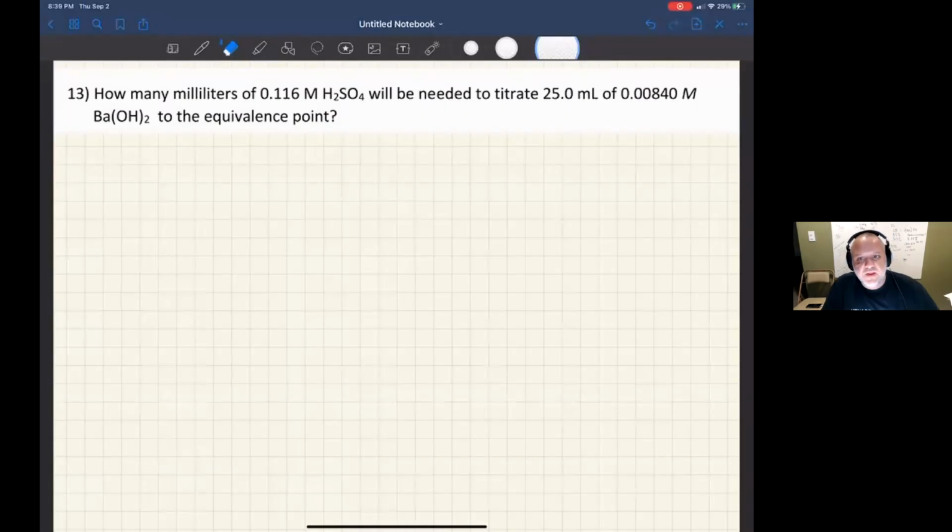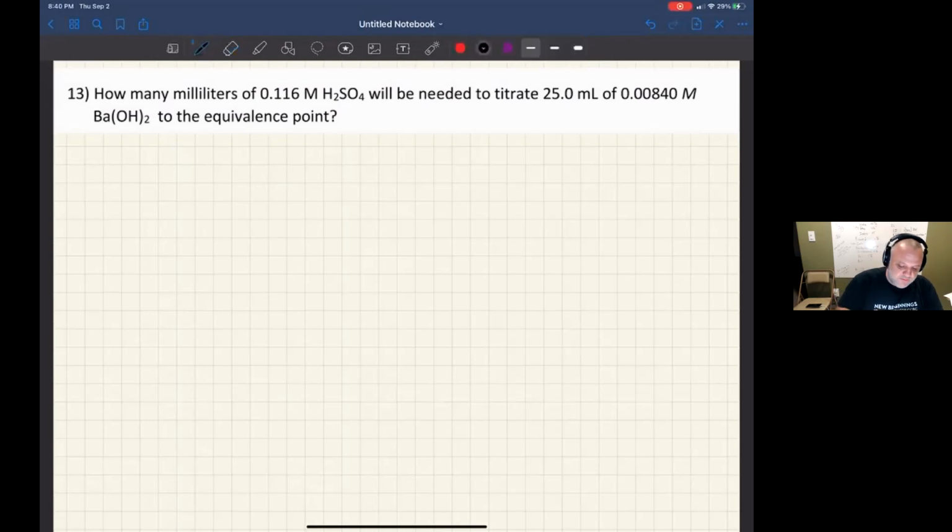Okay, here we go with another type of titration problem. In this one, it's not really asking you to come up with a molarity of an unknown titrant. It's actually just saying here we've got the molarity of two different solutions, and we want to know how much of one do I need to titrate a particular amount of another one.